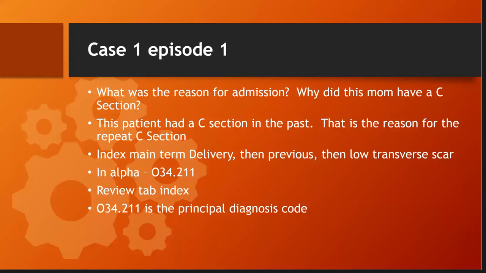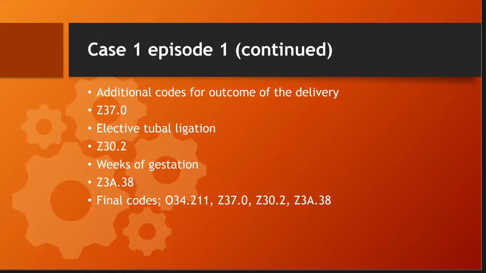So we're going to index the main term of delivery, and then previous, then low transverse, scar, and we receive the code of O34.211 in the alpha. We review the tabular index for any notes, exclusions, inclusion notes, and we assign O34.211 as our principal diagnosis. We also know, based on our information back in the pregnancy chapter of this textbook, that we also have to assign a code for the outcome of delivery, which was a single live birth. In this case, it was a male. The code for that is Z37.0.